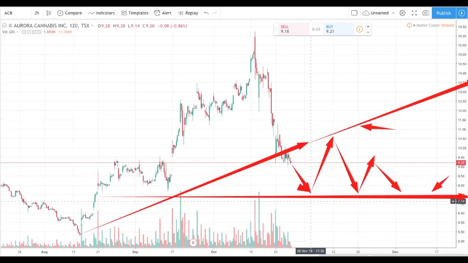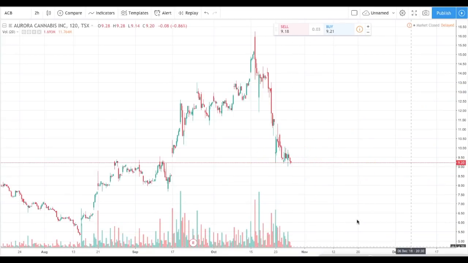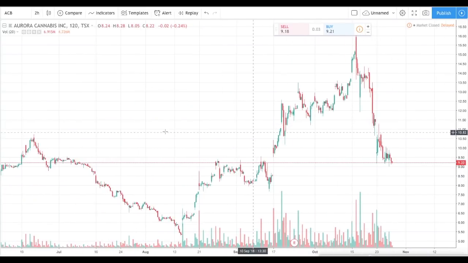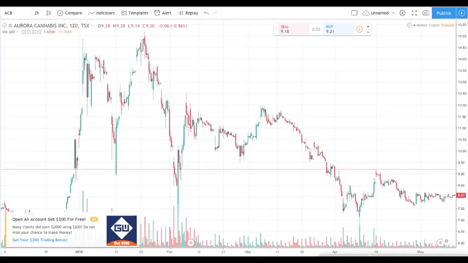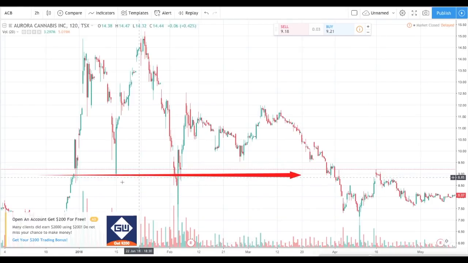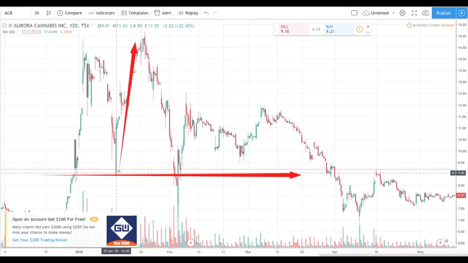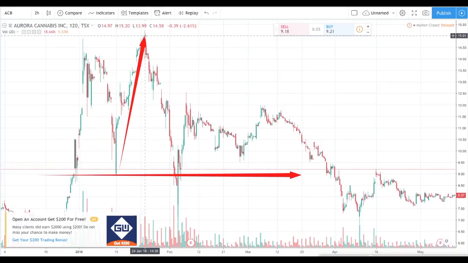Let me get rid of all this. And then it does a similar pattern. I really hope Aurora ends up doing a similar pattern that it did back here. $9 seems to be a support line for Aurora. As you can see right here, this is a $9 line, and Aurora just kept bouncing up, and then eventually it did reach all-time highs again.